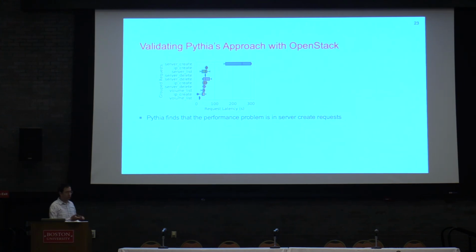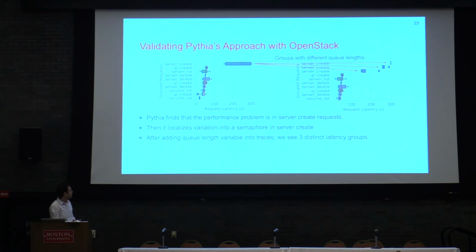So in the grouping step, out of all of the requests, Pythia would group the requests into these rows that you see here. And in the localization step, it would focus on the server create group. We actually ran Pythia online on our own OpenStack, where Pythia localizes the variation into a semaphore in the server create request. After enabling the instrumentation in that semaphore, which reports the number of requests waiting on the semaphore, we see that the request latency is grouped into 3 different groups, where the fastest one has nobody waiting on the semaphore, the second fastest one has 1 to 3, and the other one has 4 and more.